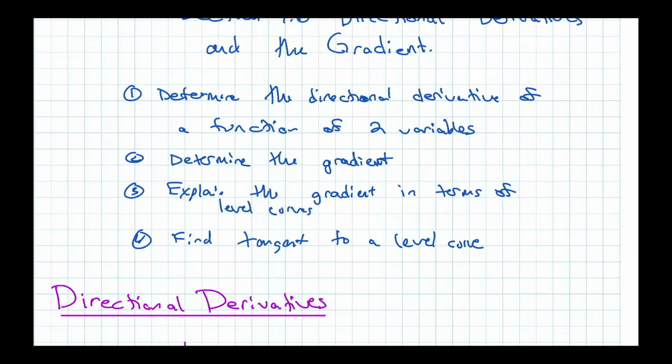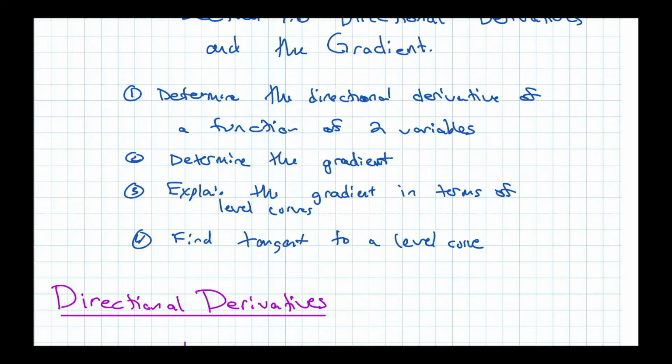What we're going to do is first figure out what a directional derivative is and how we calculate it. Then after we do that, we're going to learn what a gradient is, which is going to be related. And then we're going to learn more about what the gradient means, and some stuff involving level curves. Okay. Let's go ahead and get started.